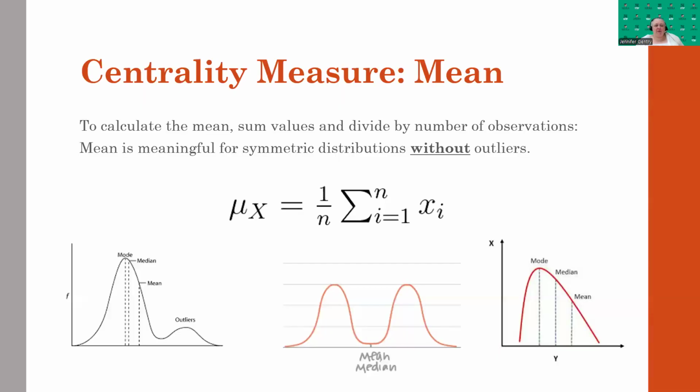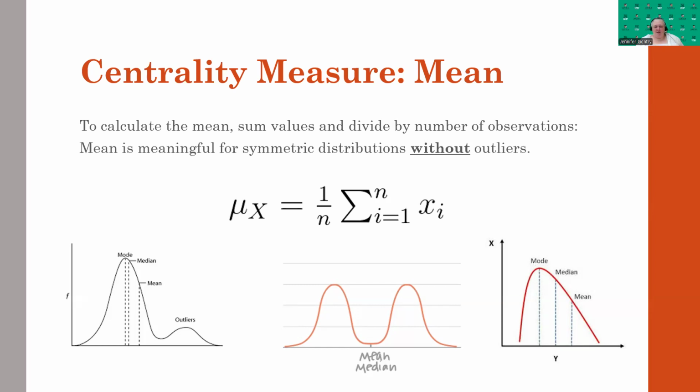The first one we're going to look at is the mean. We're going to go through the mean, median, and mode and all that kind of good stuff. The central measure is the mean. To calculate the mean, we sum the values and divide by the number of observations.